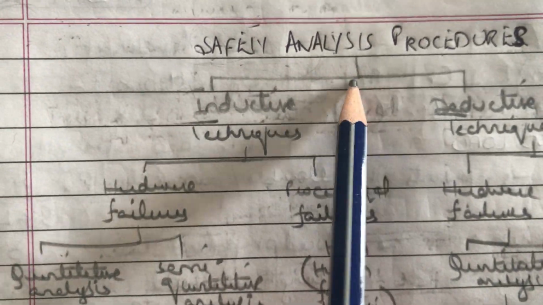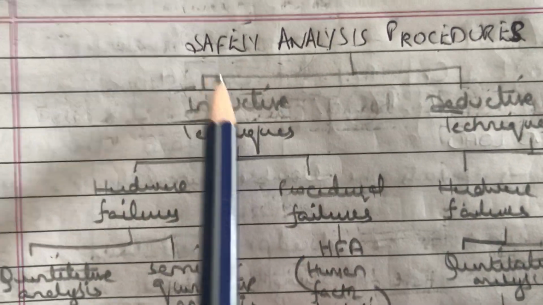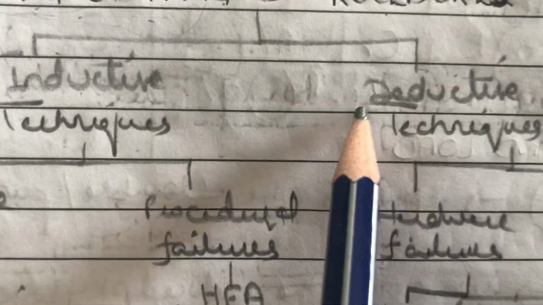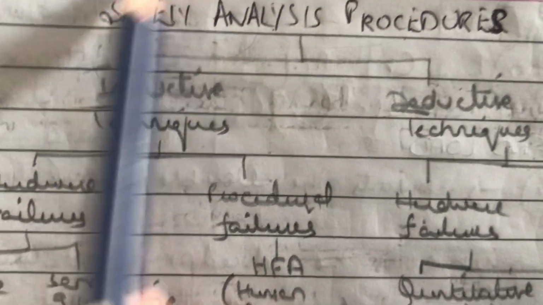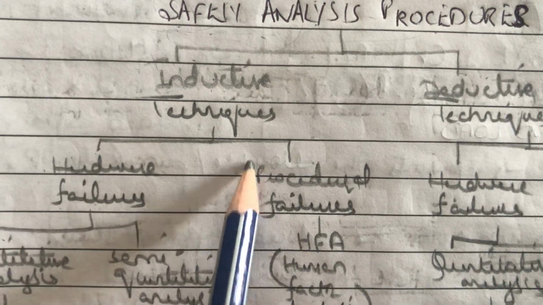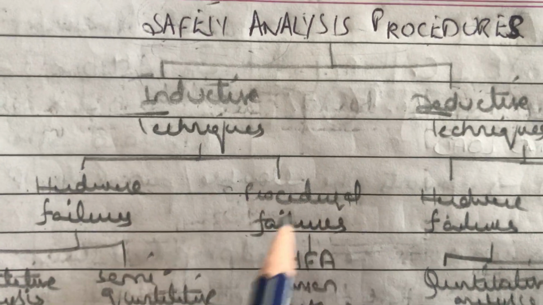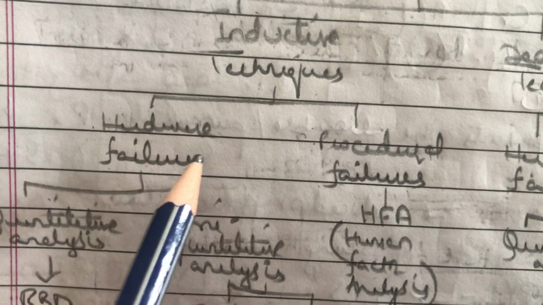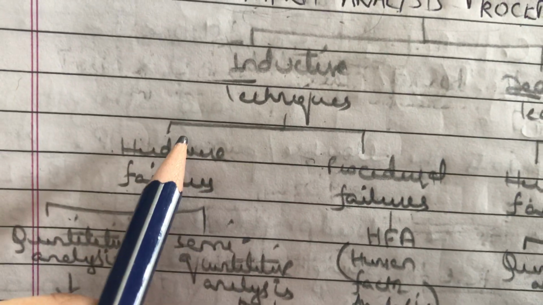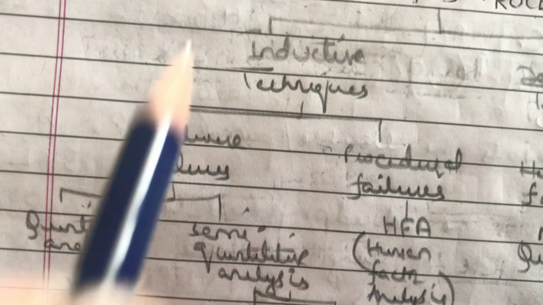We have two branches of safety analysis procedure. One is the inductive techniques and the other is the deductive techniques. Two techniques are present for safety analysis procedures. In the inductive technique, we have one, the hardware failures, and the other, the procedural failures. What are the hardware failures? Hardware failures are the ones which are due to the circuit.